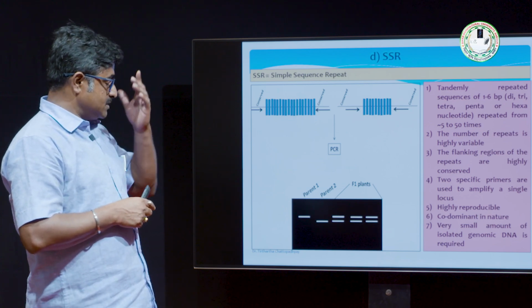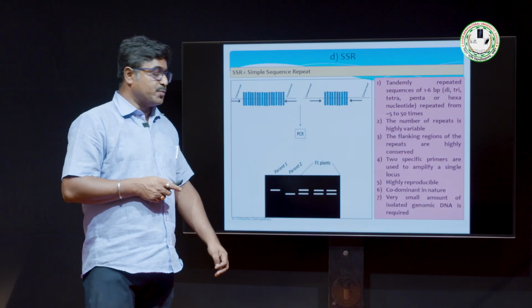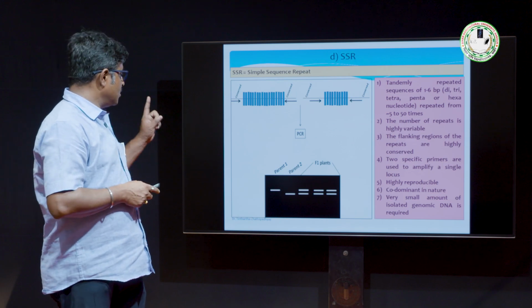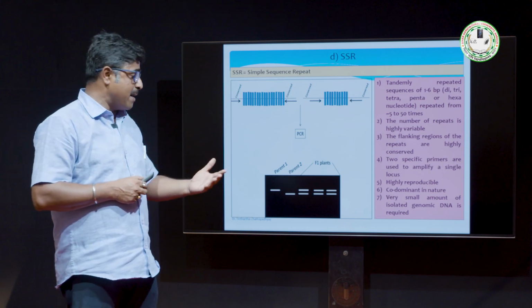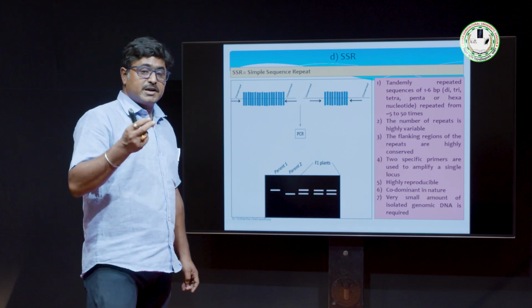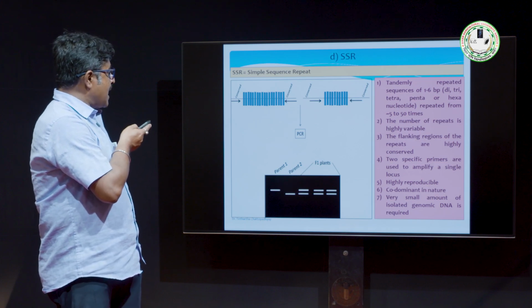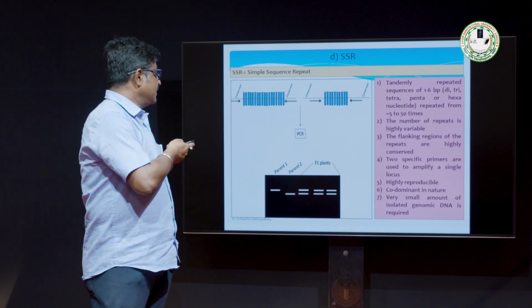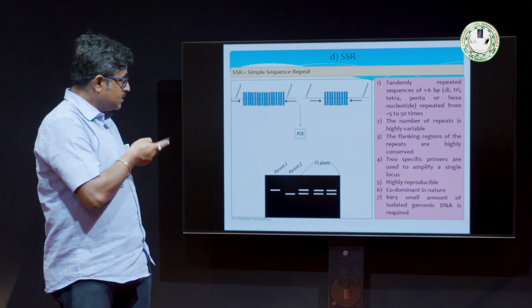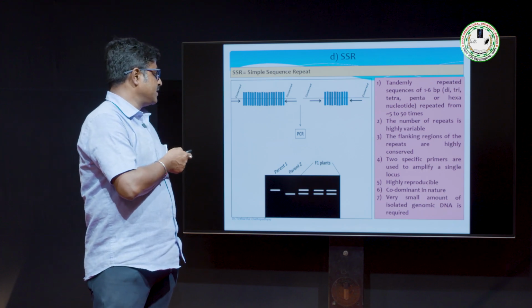The two sides of these repeat motifs are highly conserved, and depending on this conserved sequence, we design two primers and we amplify. So generally these SSRs are single locus markers. They generally amplify a single band of the particular genomic fragment. In some cases it can give rise to multiple bands also. So tandem repeats of sequences of 1 to 6 base pairs are repeated 5 to 50 times, right? So the number of repeats is highly variable. The flanking regions of the repeats are highly conserved, on the basis of which we design the primers. Then two specific primers are used to amplify a single locus.